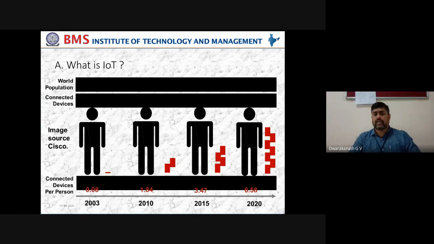Coming to 2010, you can see the increase, that is 1.84. It has increased, and later in 2015, just in a span of 5 years, 3.47, and today in 2020 it has gone up to 6.58. Now we can say this is the starting era of IoT, and you can imagine the next 5 years, how it will be in the market. So this is a very important survey which has been done by the Cisco company.